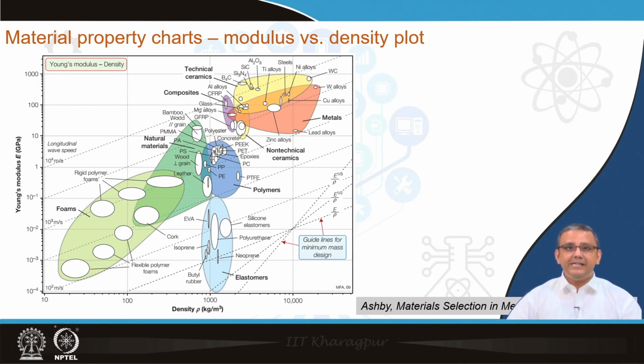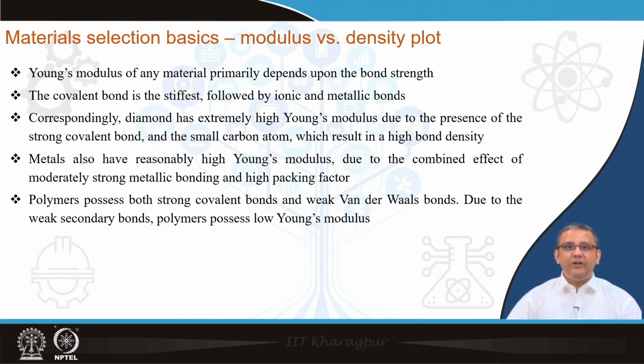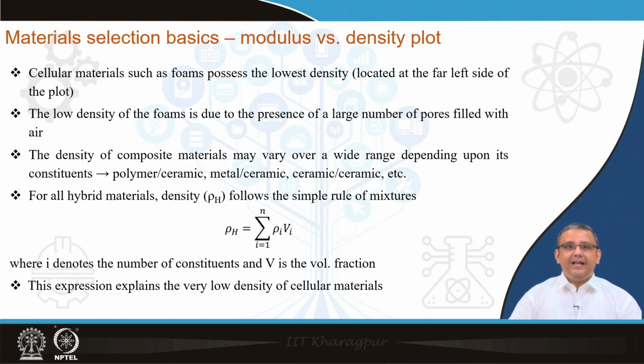In case of composites, the density varies over a wide range. This is because the density of composites typically follows the rule of mixture. Actually, the density of all hybrid materials follows this rule of mixture, where rho h is the density of the hybrid material, and if you have n components, like for example, in a composite material of two materials you have two components.